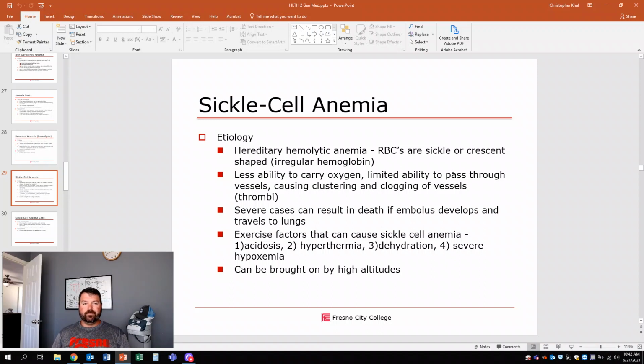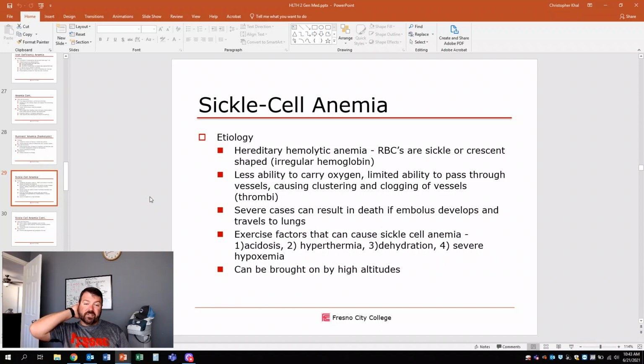They go from the normal round shape to more of a crescent moon shape during intense events. When it turns to this sickle shape, that lessens the ability to carry oxygen, limits the ability to pass through vessels, and they become clogged. So all your red blood cells are now sickle shaped. Can cause clogs in your brain, your lungs, your heart, that can possibly kill you.